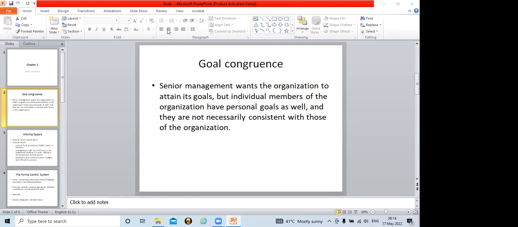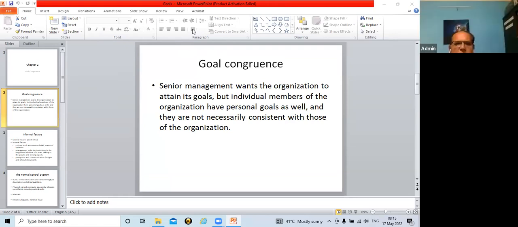Now, in this second topic of second unit, goal congruence. First, we need to understand what are the goals of organization. Am I correct? First, we need to understand the goals of organization. So, may I know from your side what are the goals of organization? What are the objectives of company? Any one of you?